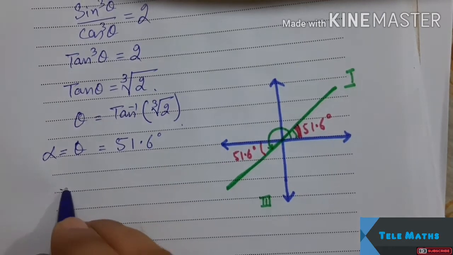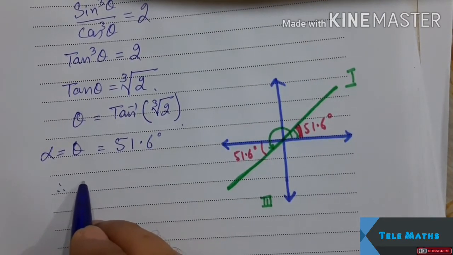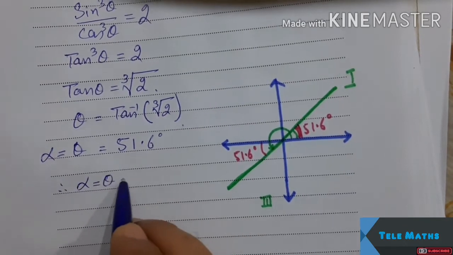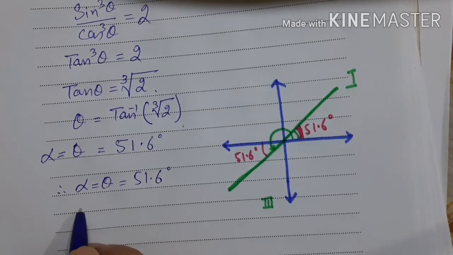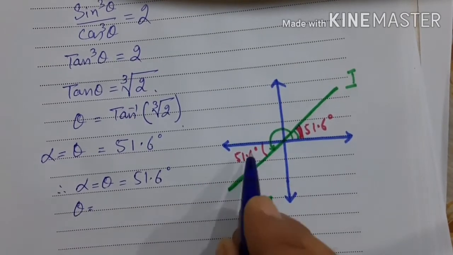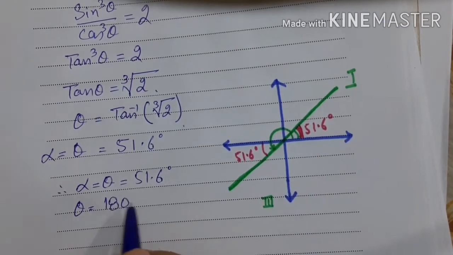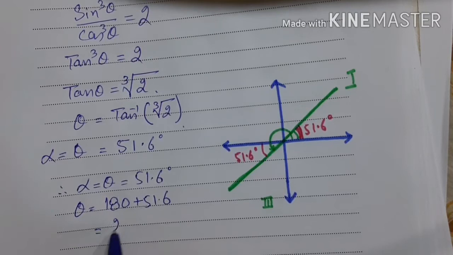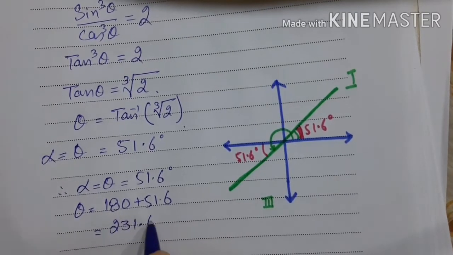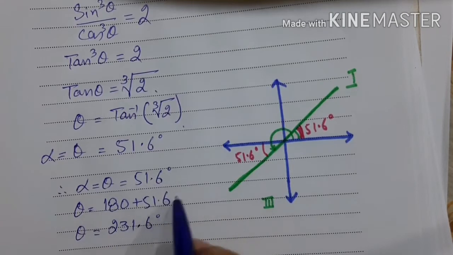Therefore, the first angle will be alpha is equal to theta is equal to 51.6 degrees, and the second one will be theta is equal to 180 plus this. So 180 plus 51.6, which is 231.6 degrees. So these are our answers.